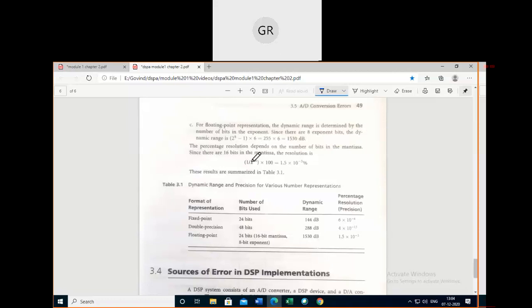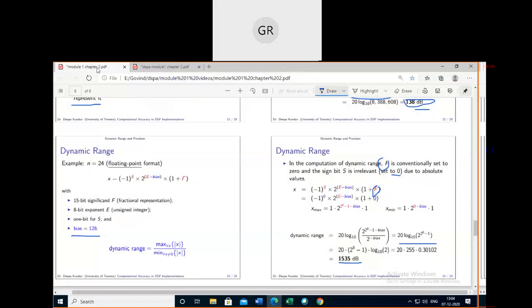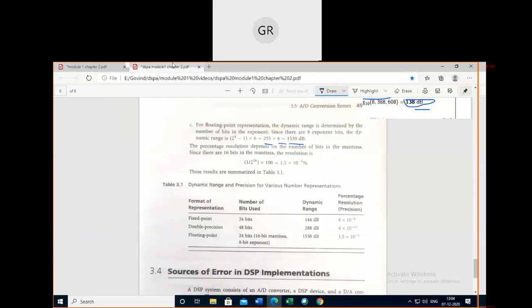How many bits are used for the exponent? That value is 2 raised to 8 minus 1, into 6. That means 255 into 6 dB, that is 1530 dB. The same value we will get here: 1.35 dB, here 1.30 dB. See here.